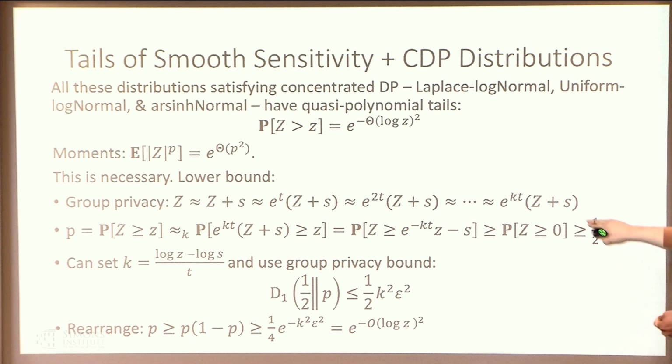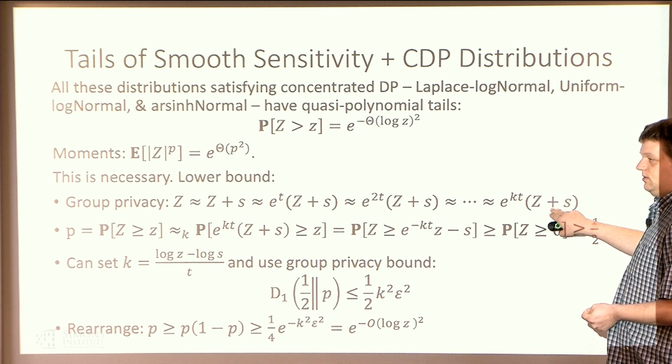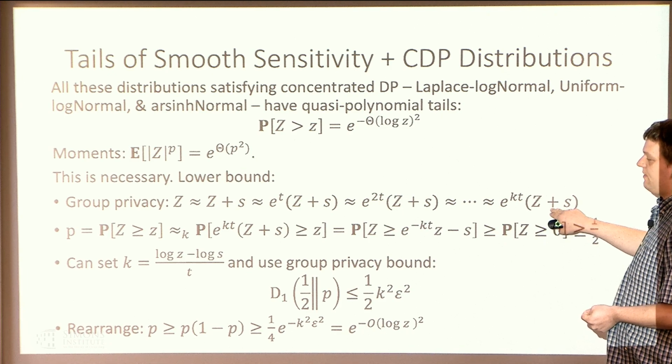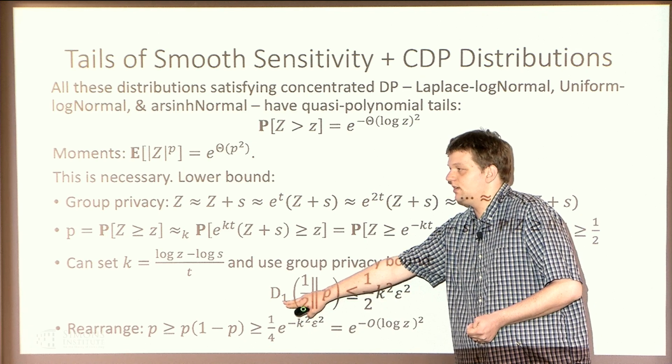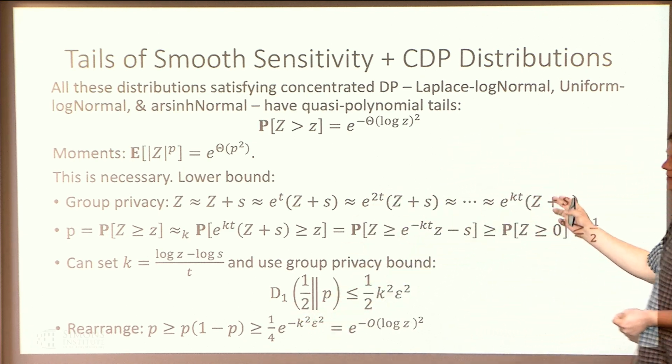So we're still applying group privacy here, right? Group privacy blows up the alpha parameter. So even though at the end I'm only going to use KL, I'm going to have to go up to alpha equals k.